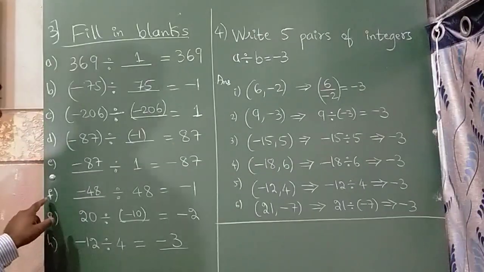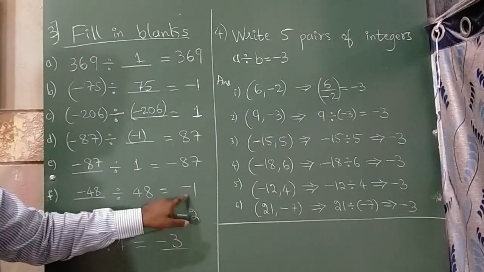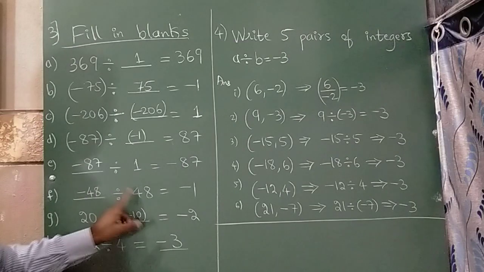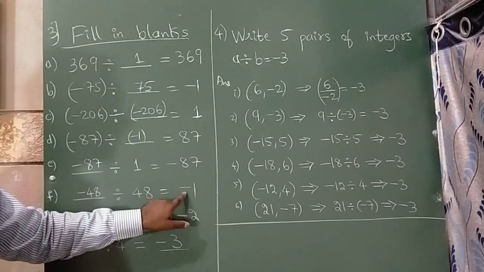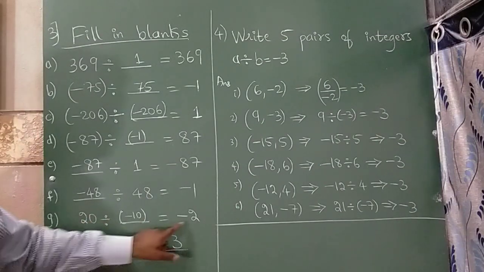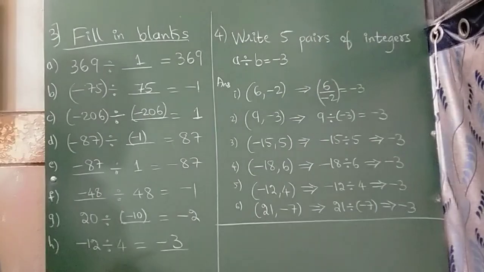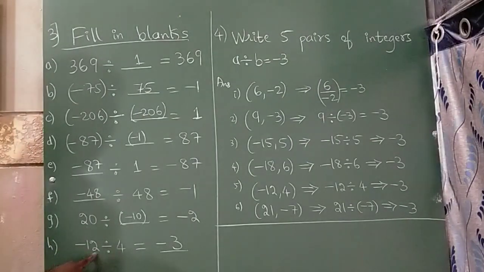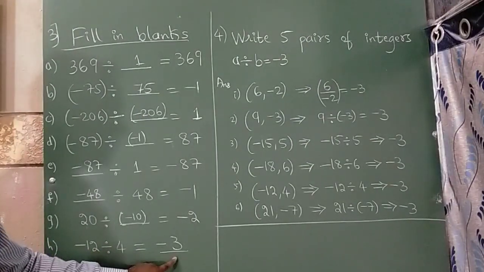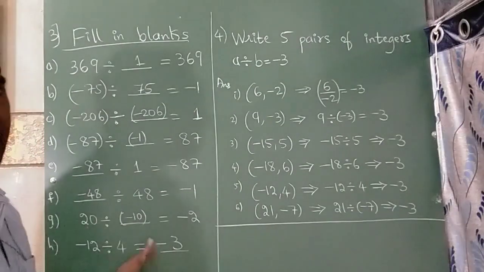Okay. So F, so minus 48 divided by dash is equal to 1. Same number but opposite in sign, so that we get the answer as a minus 1. G, 20 divided by dash is equal to minus 2. So 2 tens are 20, so you need to write here minus 10. So H, minus 12 divided by 4 is equal to dash. So 4 threes are 12. Since there is a minus, so I have written minus here.